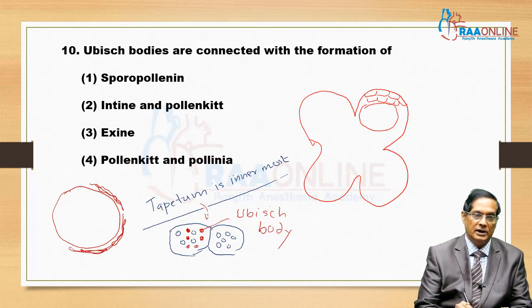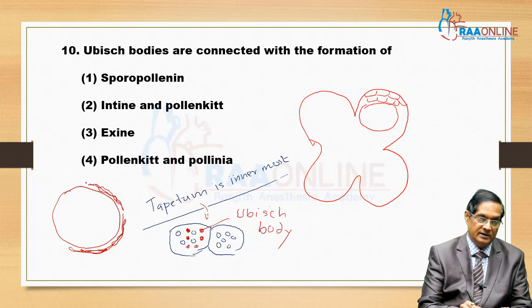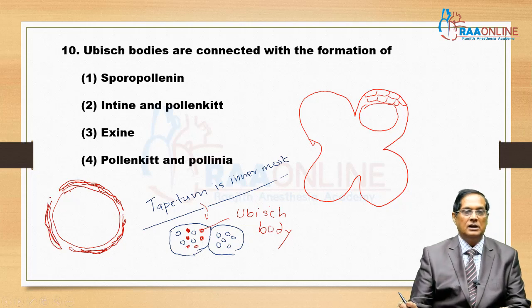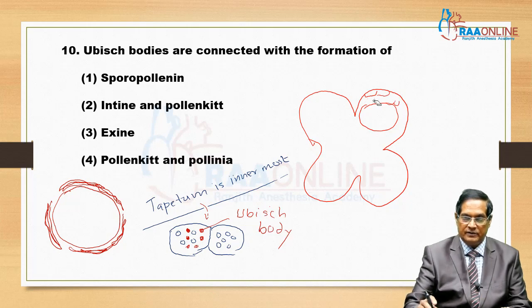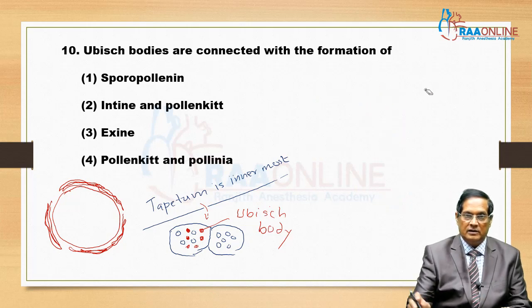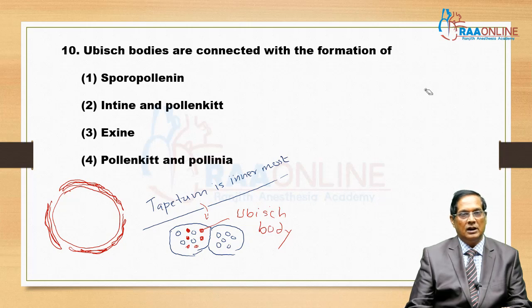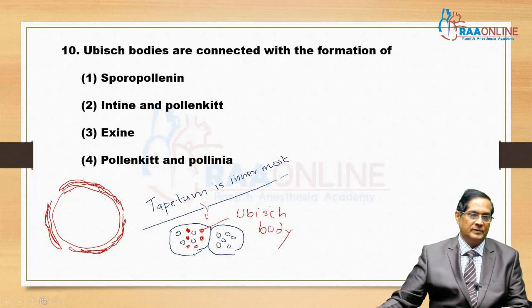The outer wall of the microspore is known as exine and it is rich in sporopollenin, which is contributed by the Ubisch bodies of the tapetum. So the Ubisch bodies of the tapetum are concerned with the formation of sporopollenin. Answer for question number 10 is sporopollenin.